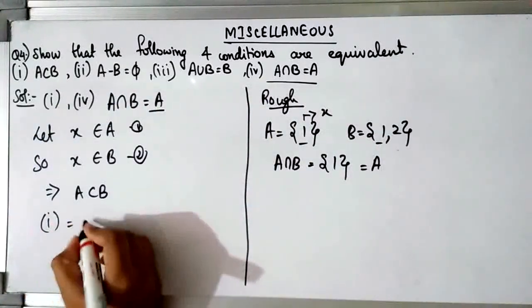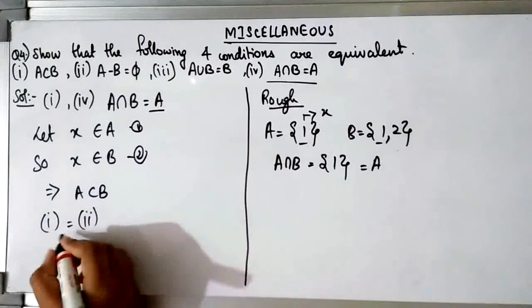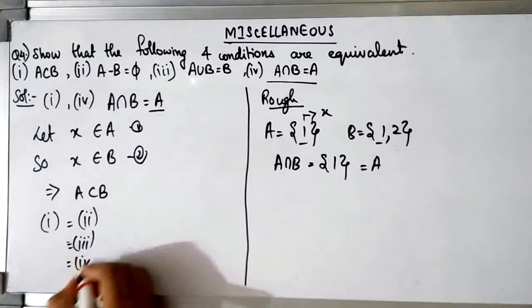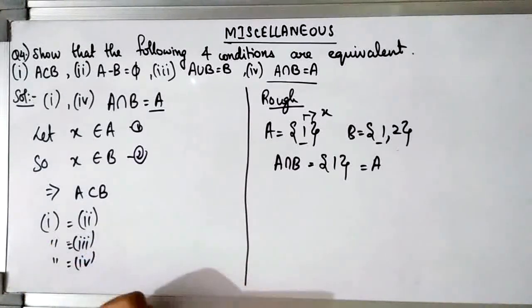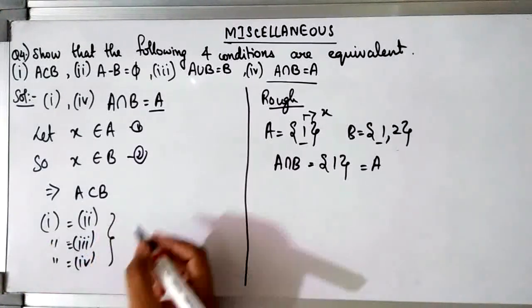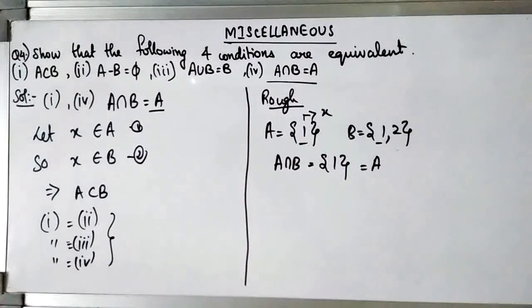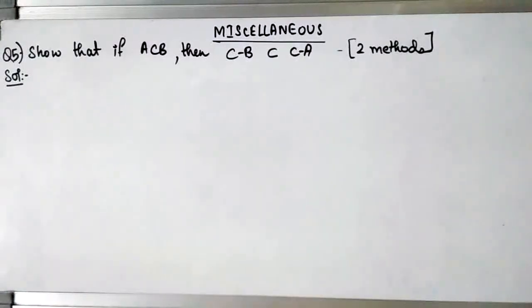We proved that condition 1 was equal to 2, and then it was equal to condition 3, and in this we even proved that 1 was equal to condition 4. So with this we can say that all the four conditions are equivalent. Now let's see the fifth question.